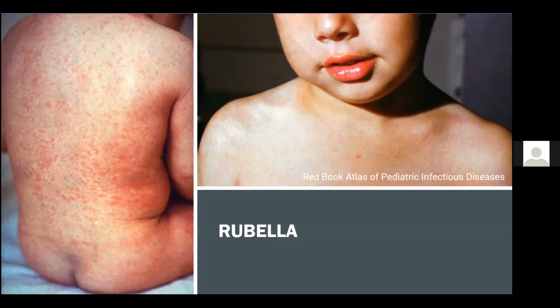One of the dreaded complications is congenital rubella syndrome in a pregnant woman, and prevention is with rubella vaccine. It's a live attenuated vaccine, so you can't give it during pregnancy, and it's not part of the EPI at the moment.